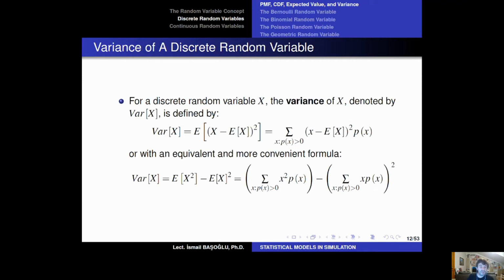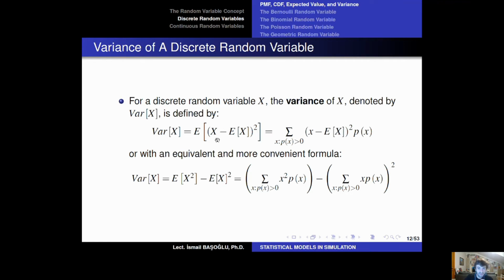Now, another measure of interest about a random variable is called the variance. And the variance is a measure of spread. So it is a measure indicating how the potential values that the random variable can take are distributed or spread over the real number line. So we are basically measuring dispersion here.